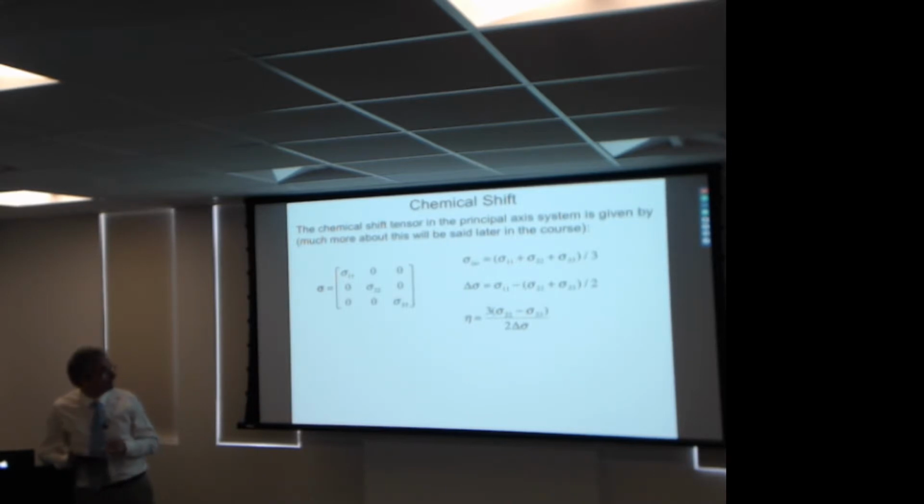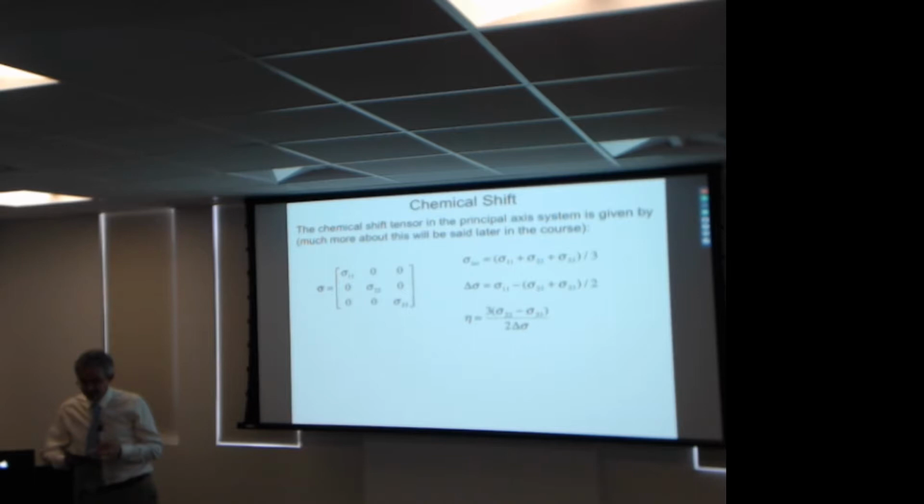But in the principal axis frame, you can see that the chemical shift tensor has three components called sigma 1,1, sigma 2,2, and sigma 3,3. The average of those three is called the isotropic chemical shift, and that's what we observe in solution. We observe that in solution because rapid tumbling of the molecule averages all the directions. So if a solution person says chemical shift, they mean the isotropic chemical shift, even though they might not say isotropic.